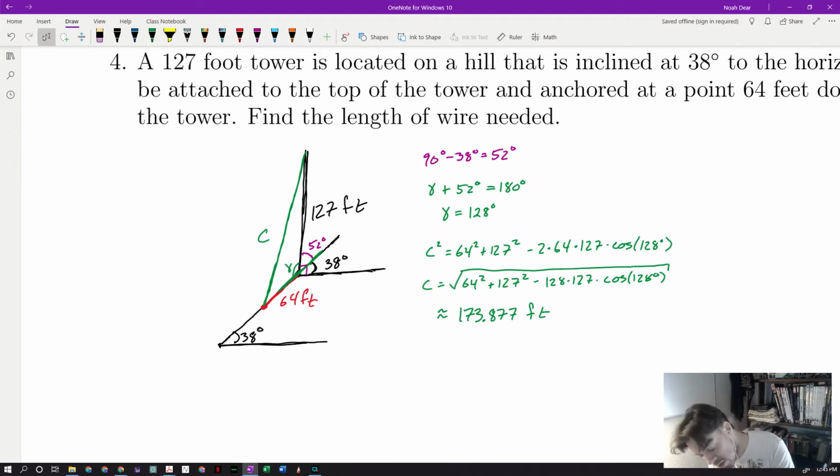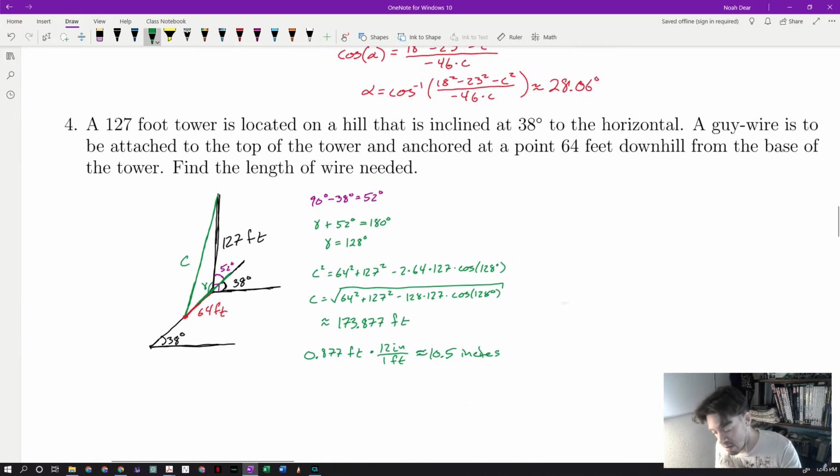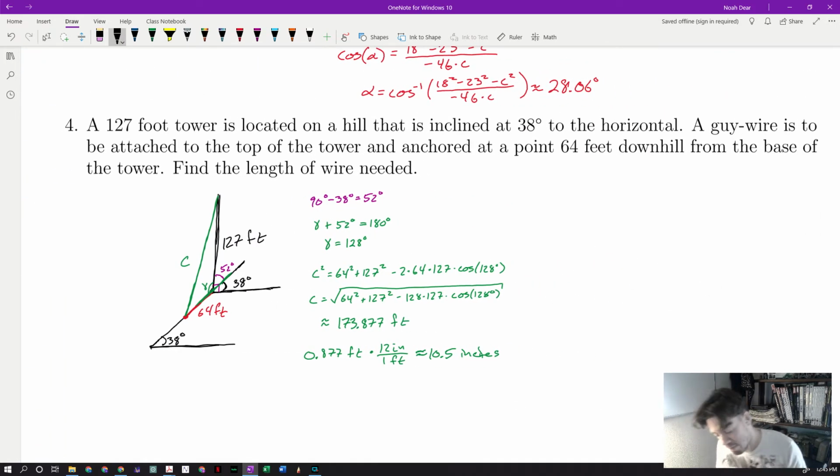Before I do, I don't know, we don't say 0.877 feet very often. So 0.877 feet times 12 inches per 1 foot, to convert just the decimal part into inches, this works out to be about 10.5 inches. So we can state our conclusion using feet and inches.